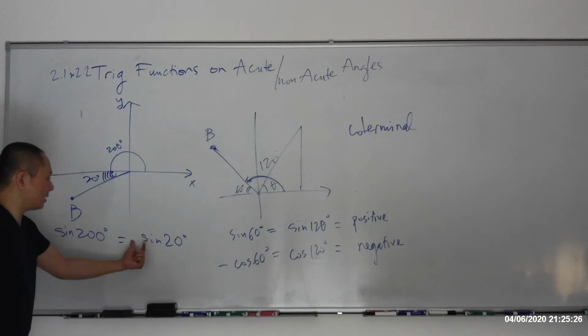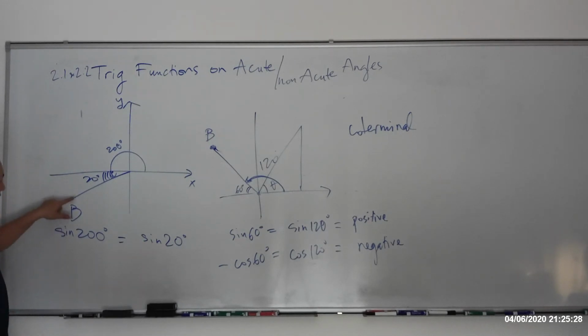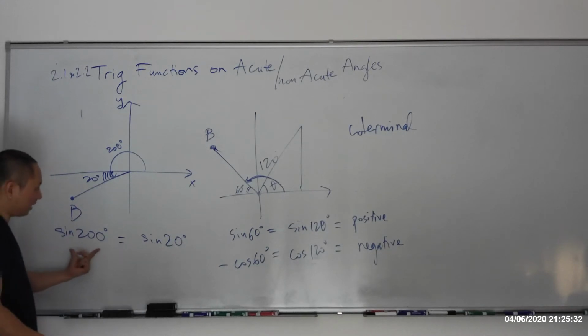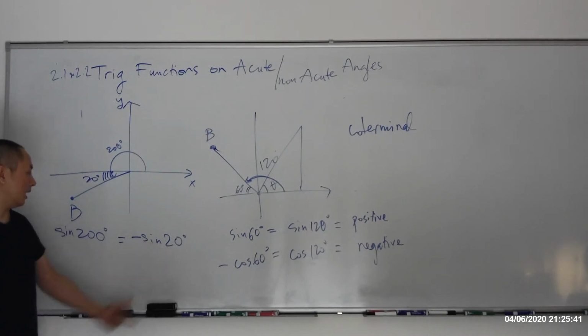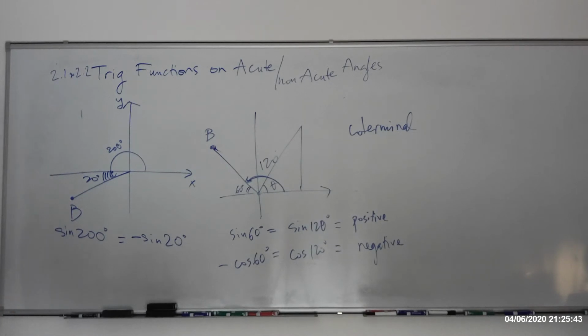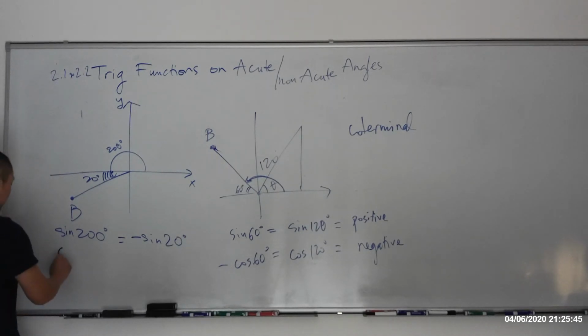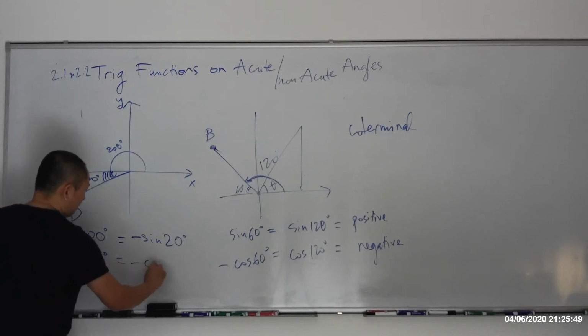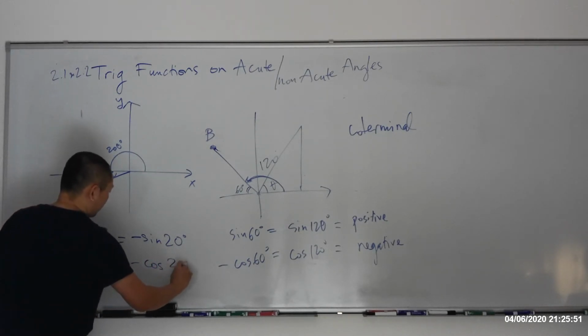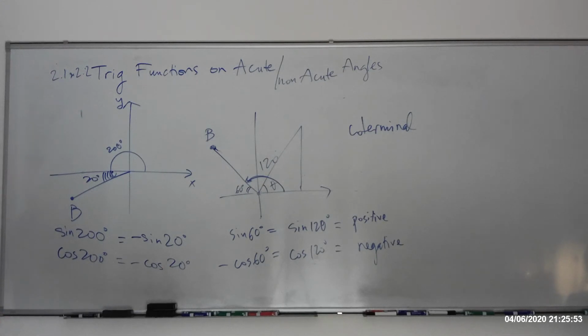But it's not going to be positive. You see why? Because 200 degrees is in quadrant number 3. Even though the magnitude is the same, the sign is going to be opposite. So if this is, say, 0.4, then this one is going to be negative 0.4. And similarly, cosine of 200 degrees will be equal to negative cosine of 20 degrees, because they're both negative.